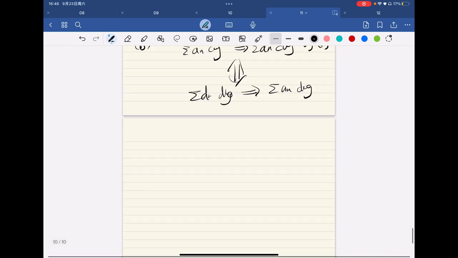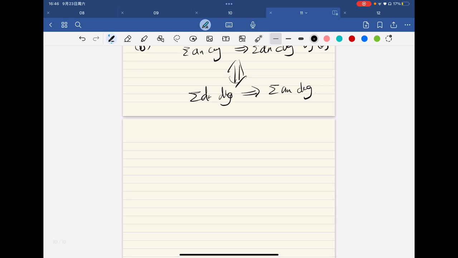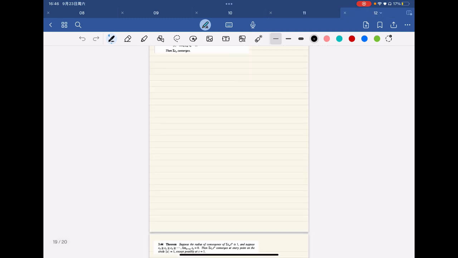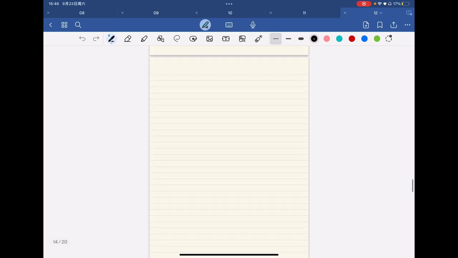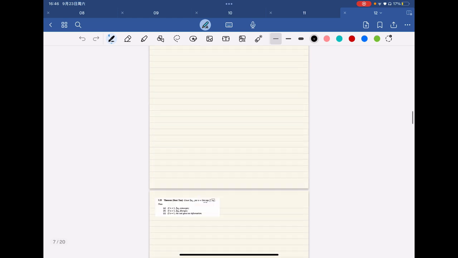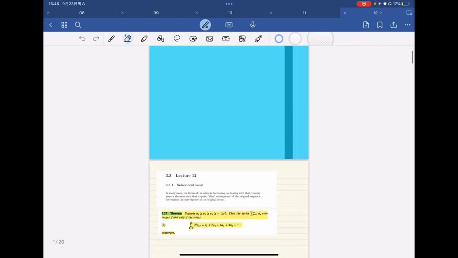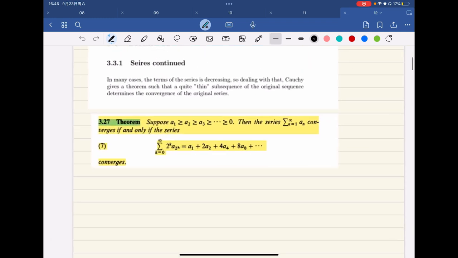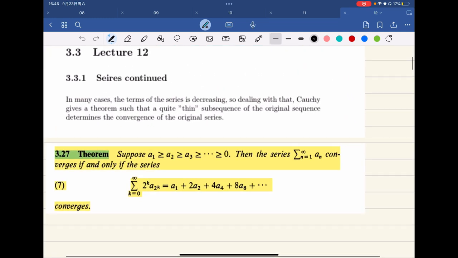Continue. So in many cases, the terms of a series are decreasing. Dealing with that, Cauchy has a theorem saying that a quite thin subsequence of the original sequence determines the convergence of the original series. So which is this one. It is non-negative and decreasing. The series converges if and only if this series converges.